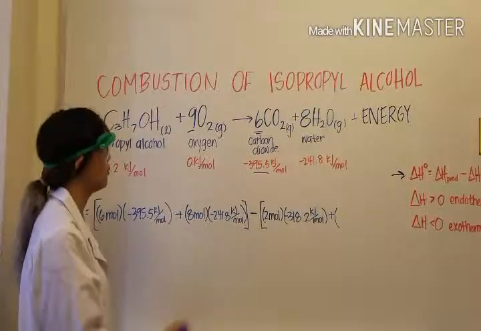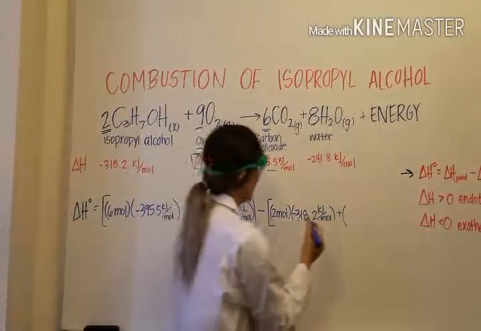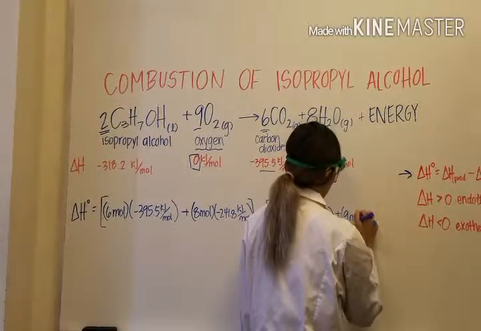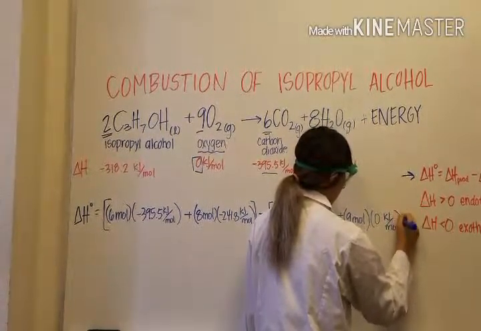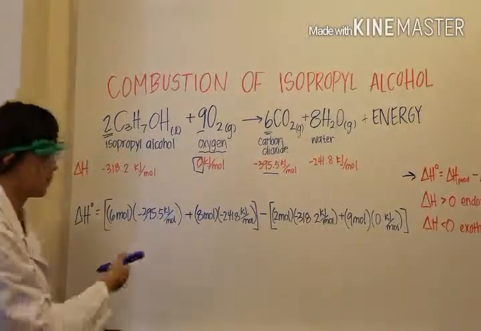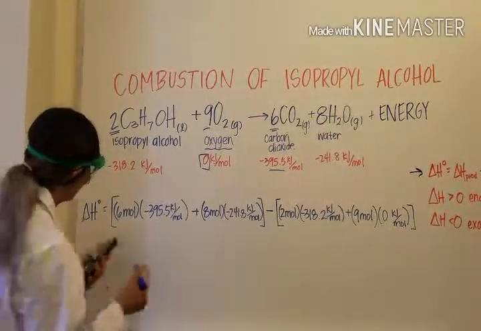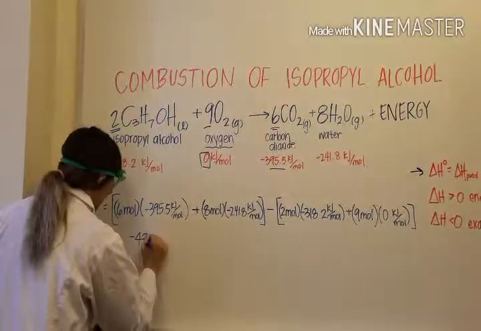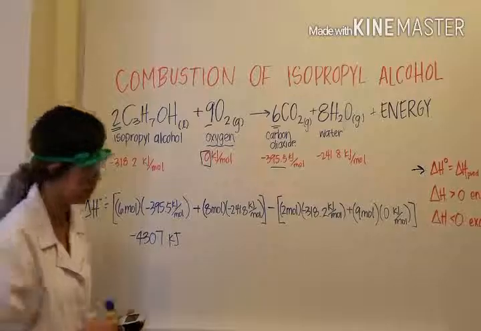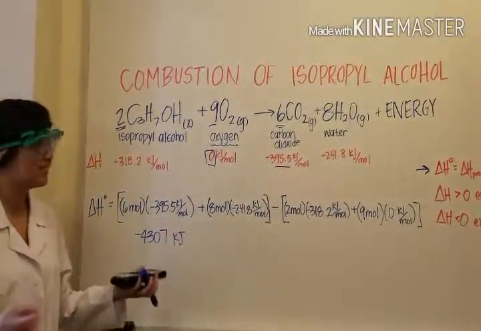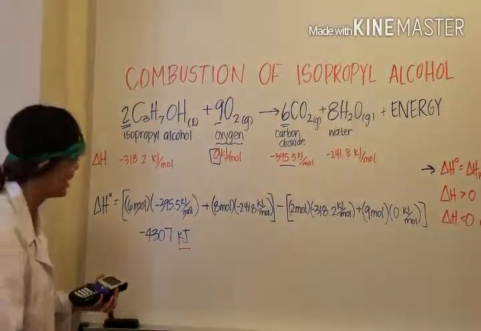Now next would be the 9 moles of oxygen. Now, due to the fact that oxygen is in its natural state, there is no delta H. We calculate it as 0. 9 moles times 0 is, of course, 0. We will now use a calculator just like this one to add and subtract these numbers. The total change in the enthalpy for the products is negative 4,307 kilojoules. Note how the moles cancel out with the kilojoules per mole of the delta H.